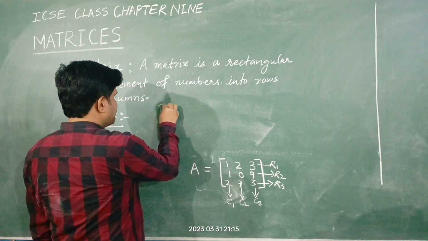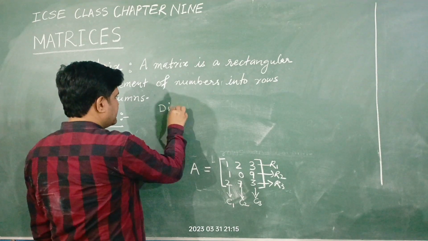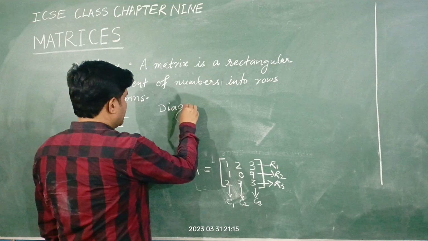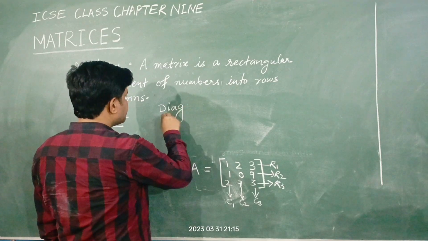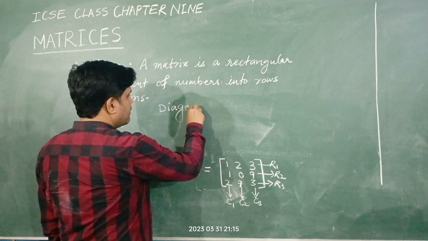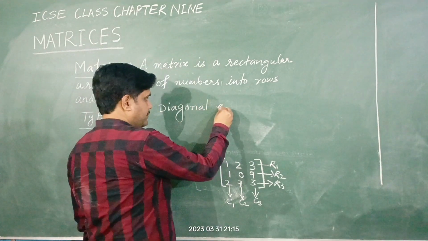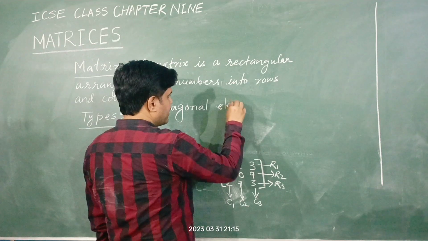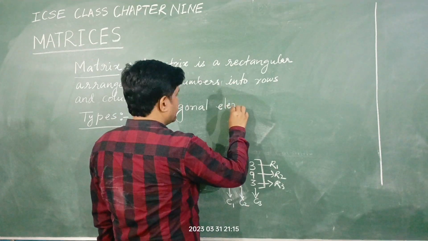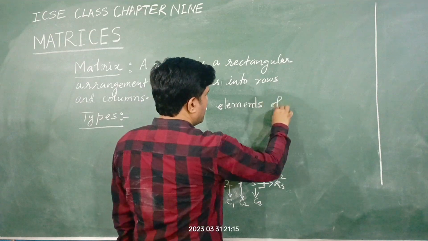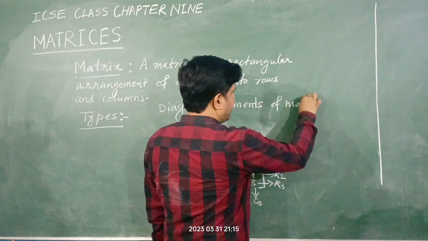That is a very important one, yet very significant as well. Diagonal elements. I'm not saying diagonal matrix, which we have next, but first we are looking at diagonal elements of a matrix.